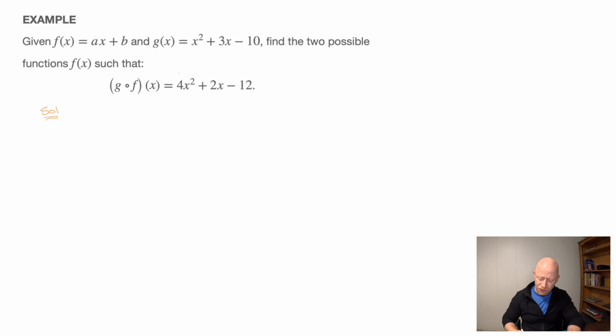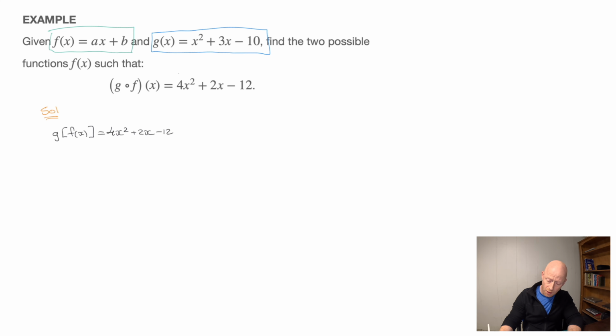Now here we're told that g of f of x equals 4x squared plus 2x minus 12. And another way I could write that is to say g of f of x equals 4x squared plus 2x minus 12. Furthermore, since f of x is equal to ax plus b, and since g of x equals x squared plus 3x minus 10, we could also write an expression for g of f of x involving the unknown coefficients a and b. And that would look something like this.